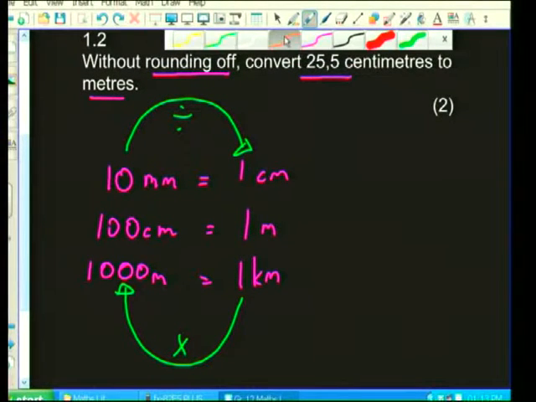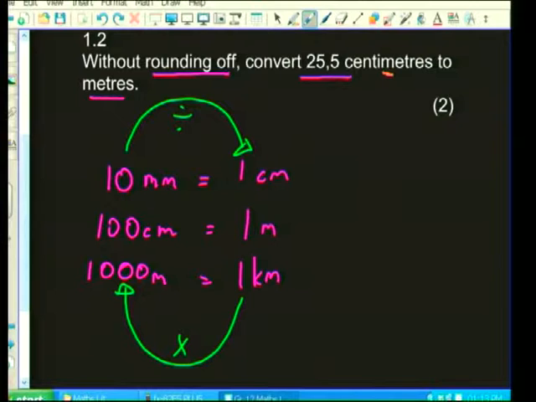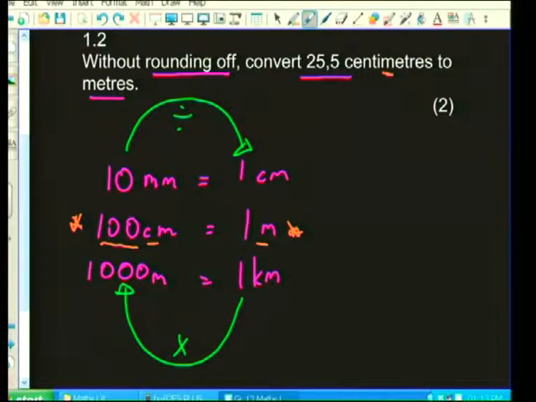Our question says we're converting from centimeters to meters. So I find them on either side of this kind of table. Centimeters to meters, I'm looking at that row. So I know that I have to use this number 100. I'm either dividing by 100 or multiplying by 100. So let's say I'm going from centimeters to meters, so I'm going to be dividing.